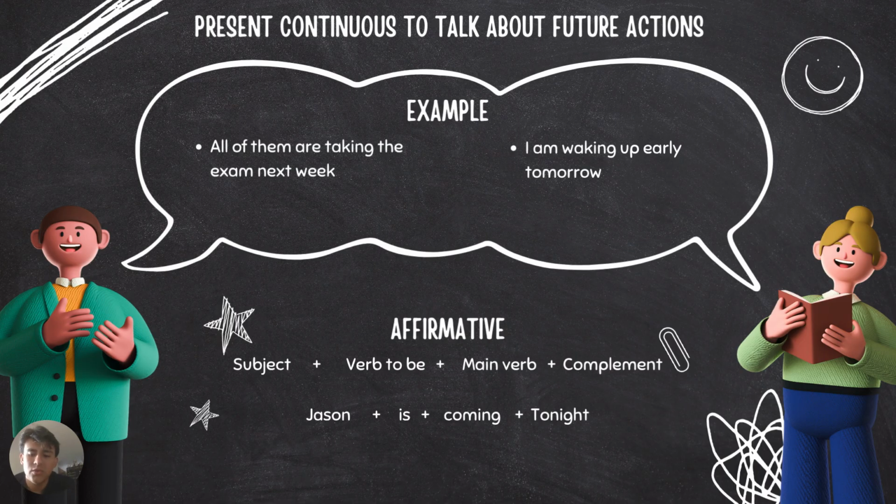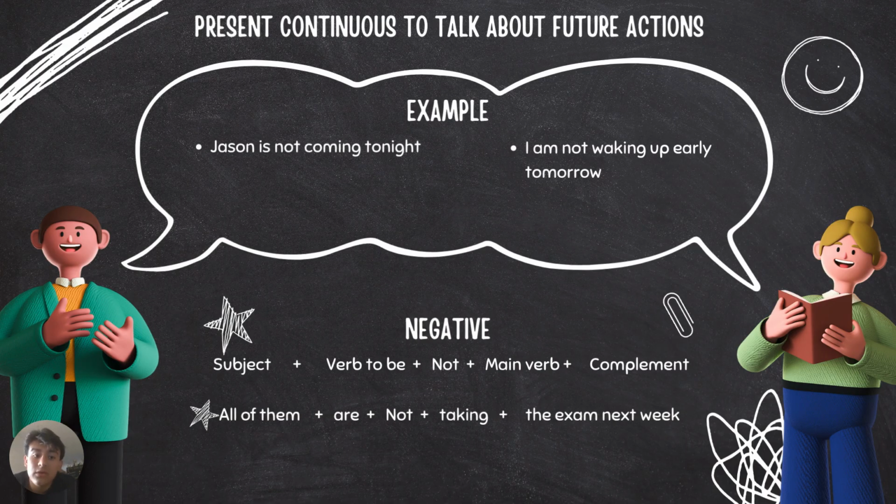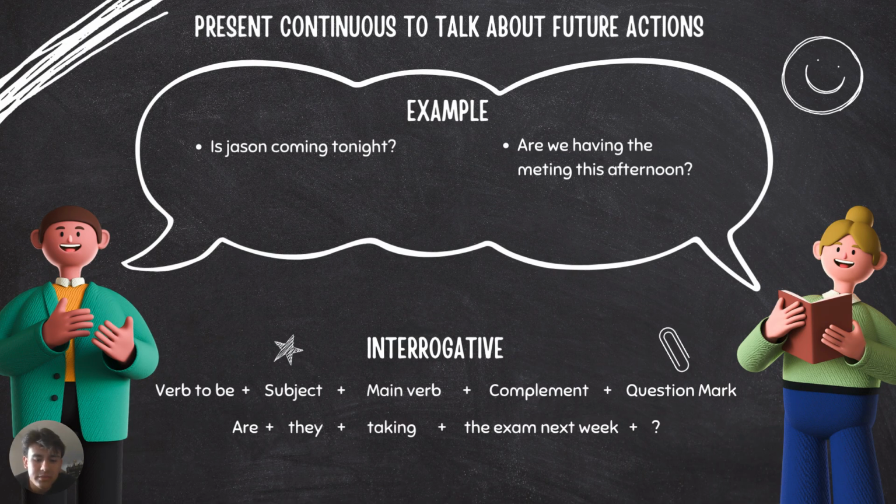We can also use the present continuous for fixed arrangements with other people. For example, I'm meeting Peter tonight, or all of them are taking the exam next week. Jason is not coming tonight, or we're catching the train tomorrow.